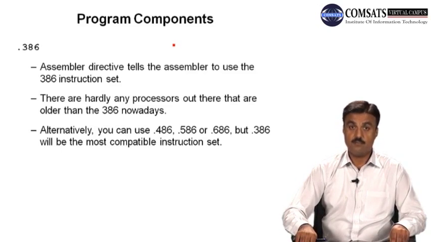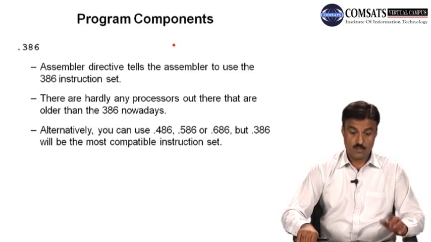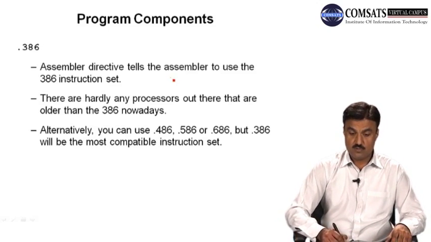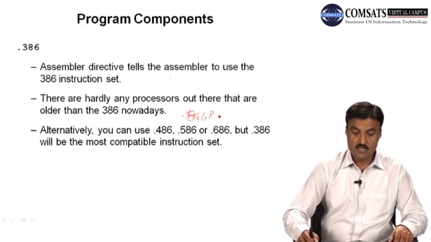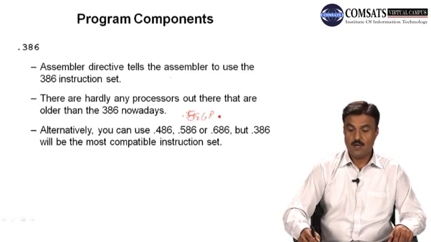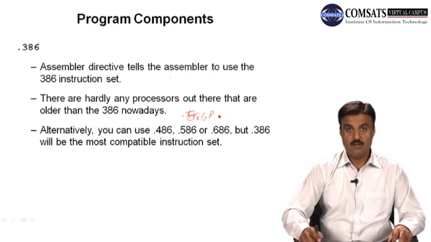.386 directive to tell the computer to use the 32-bit instruction set or 32-bit architecture. Alternatively, what are the other options that you can use? You can use .486, .586, .686. Their privilege modes are like, if we use .486 or .586, for example, and then we have P, so .586P is a privilege mode. Similarly, for the .686, there's a privilege mode, and so on. However, .386 will be the most compatible instruction set with all the others.